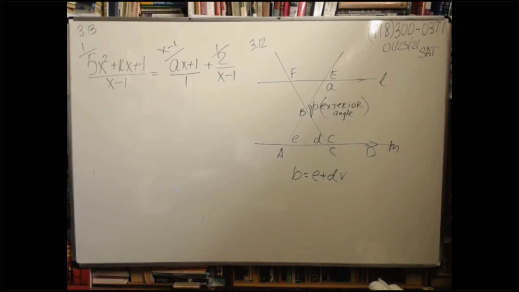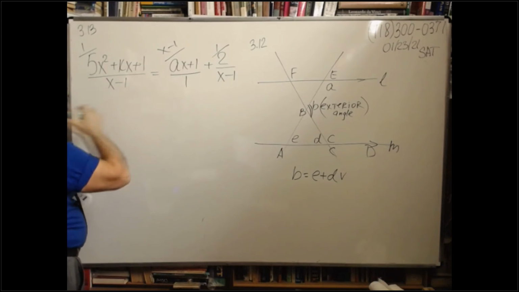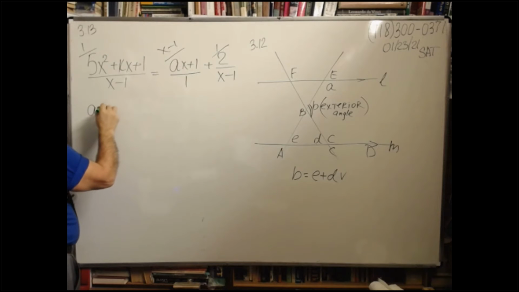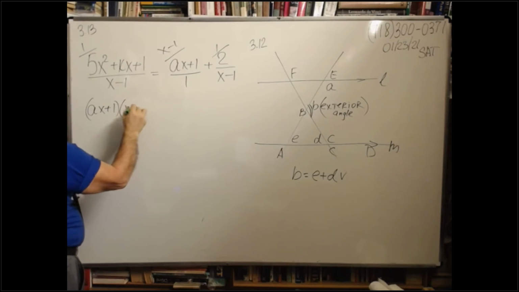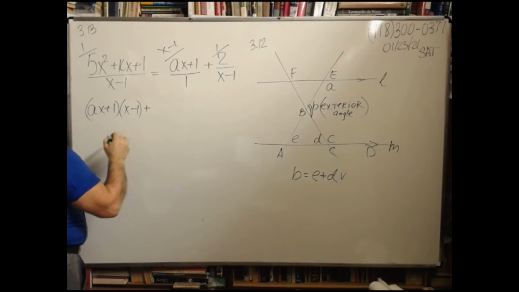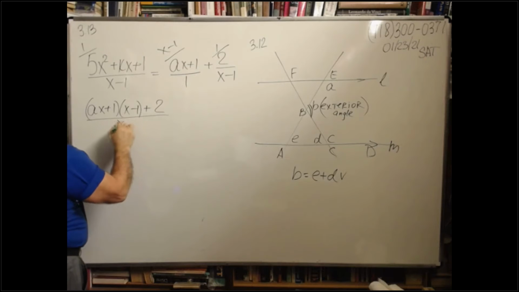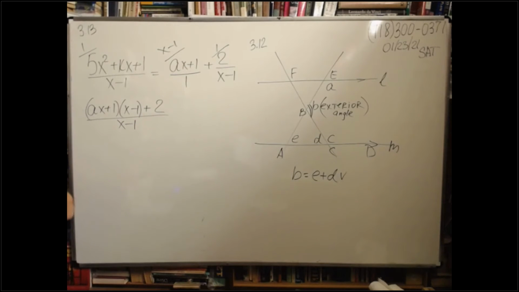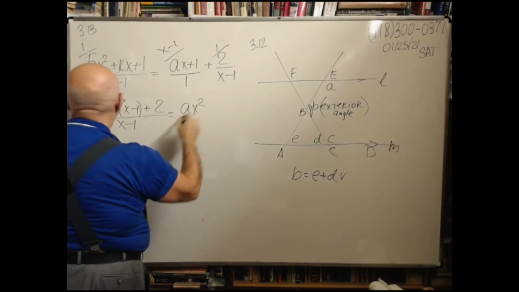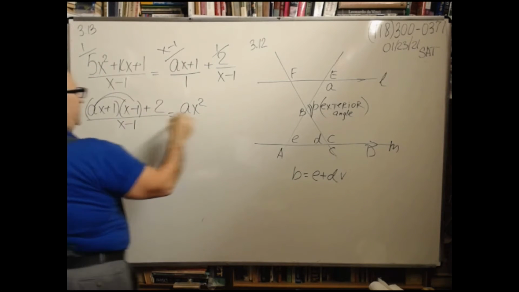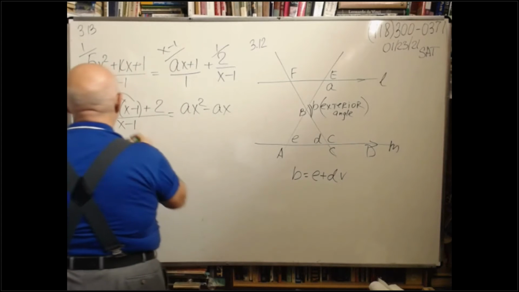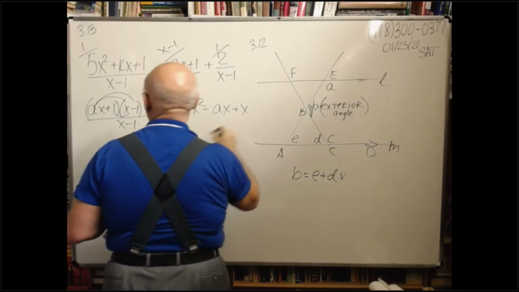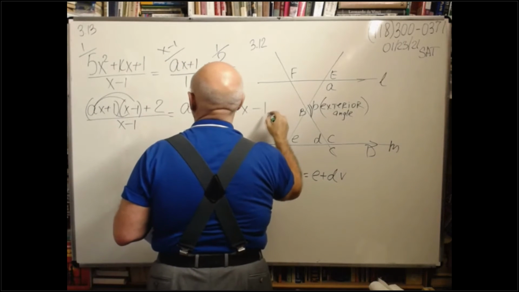Okay. Now, let me operate with the right part. Forget about the left part so far. I save space and time. I have ax plus 1 times x minus 1 plus 2, divided by x minus 1. Or I can open parentheses using the distributive property. I will have ax squared minus ax plus x minus 1 and plus 2.